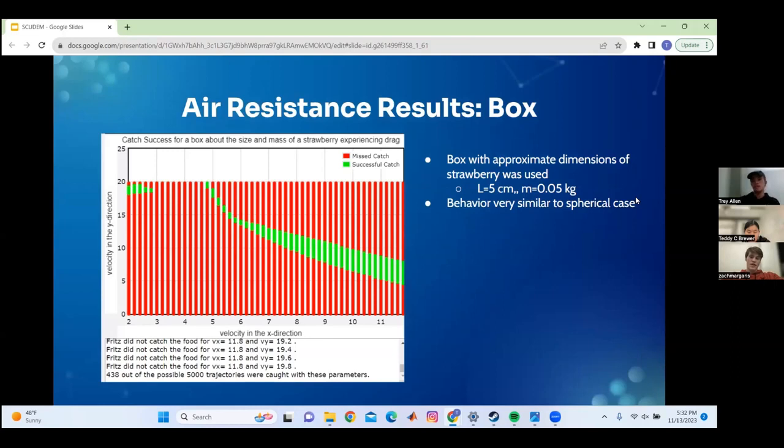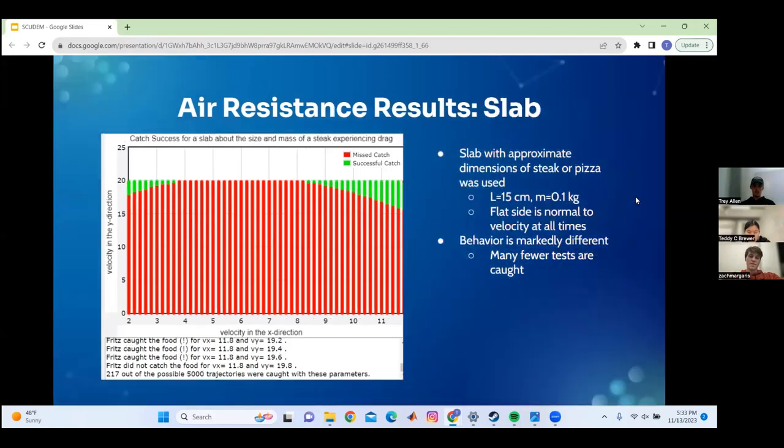The next shape we look at is a box, and the box has the approximate dimensions of L is 5 centimeters and the mass is 0.05 kilograms. And this behavior is very similar to the spherical case. With the slab, the results are obviously very different. And this is probably because there's a larger surface area being influenced by the air resistance. And many fewer tests are caught here. And it's worthy to note that the flat side of the slab is normal to the velocity at all times.